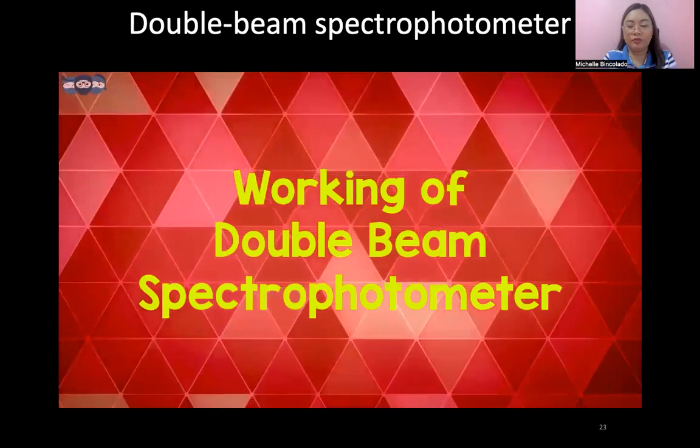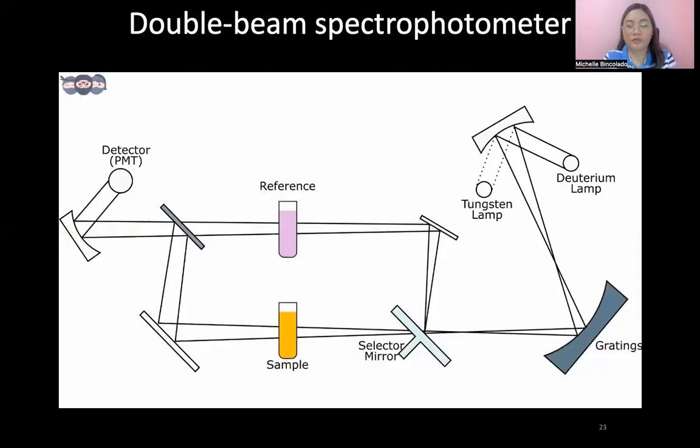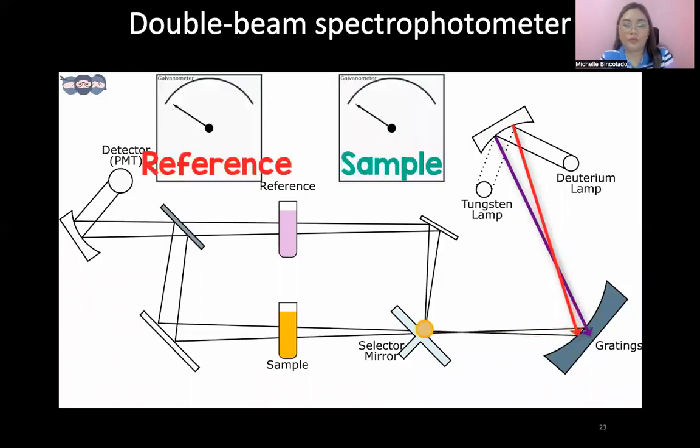Now let's understand the working of a double beam spectrophotometer. The advantage of using a double beam spectrophotometer is that the errors due to intensity variations in the source of light are eliminated. The monochromatic light exiting the grating assembly travels in two different paths. One passes through a reference sample or standard sample, and the other one passes through the analyte under test.